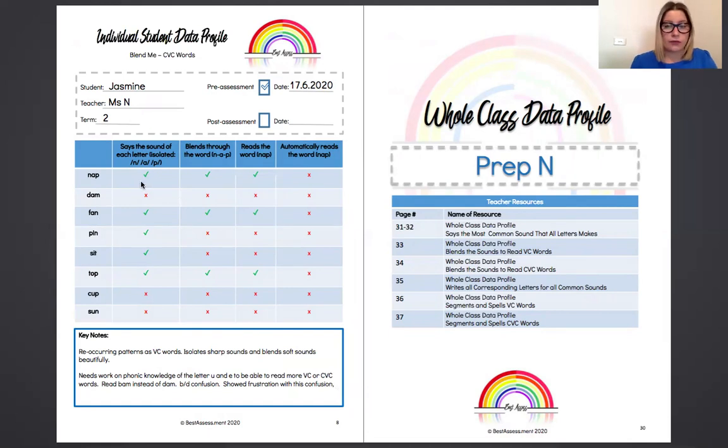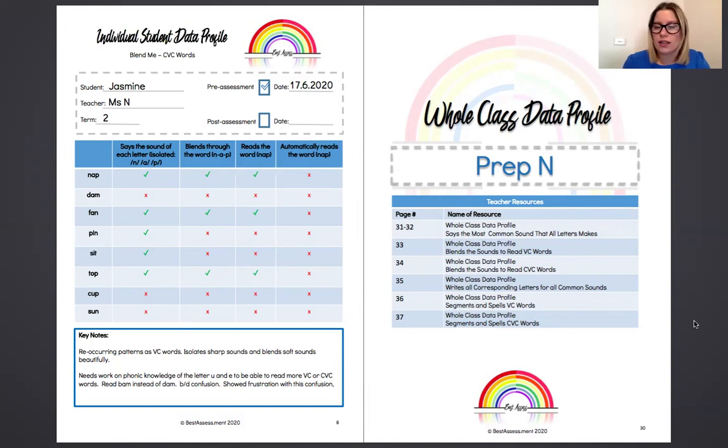And so here with the consonant vowel consonant words, from the previous data I know the reason this student wasn't able to read the word dam is because she's having trouble differentiating between a B and a D. And of course, with the words pin and sit, because there are some of those sharp sounds in there, she's also struggling to blend. So I know this is going to continue to be a focus for this student.